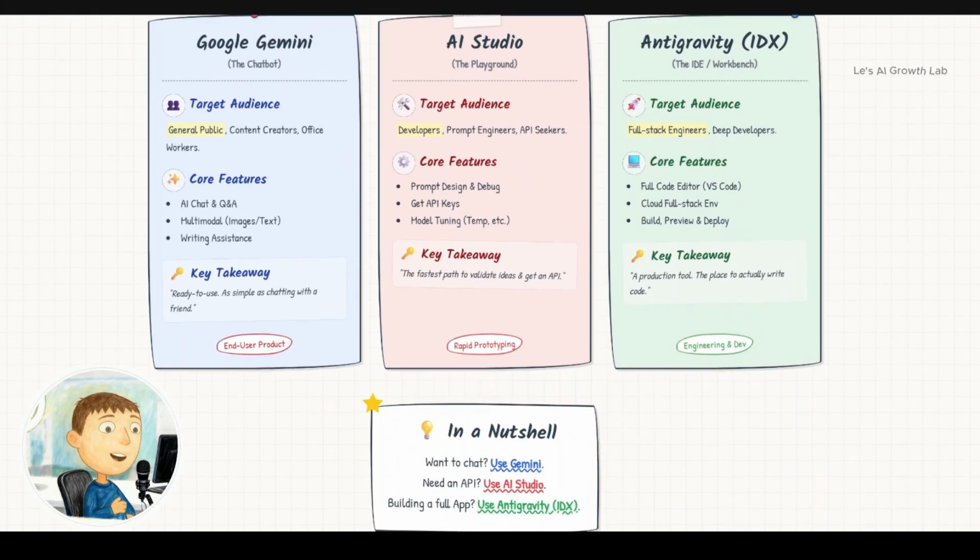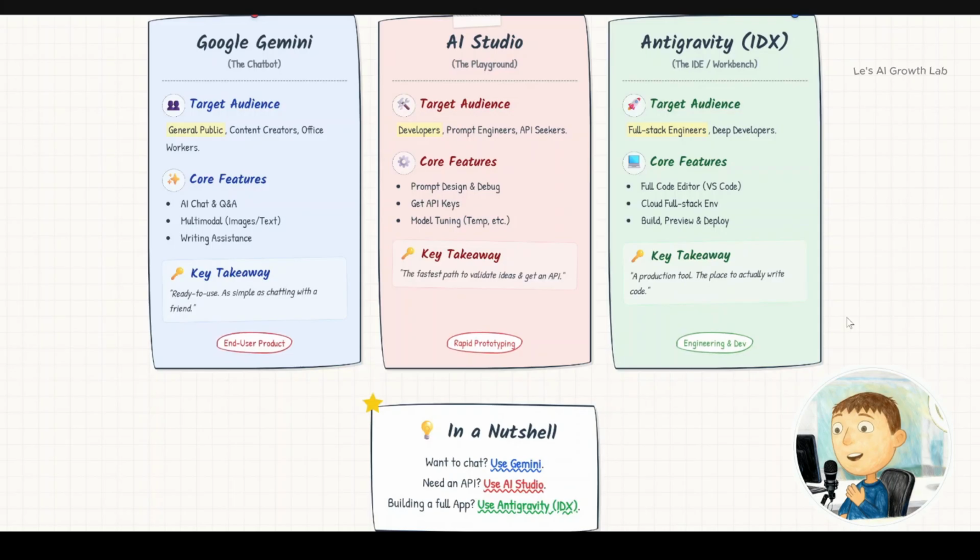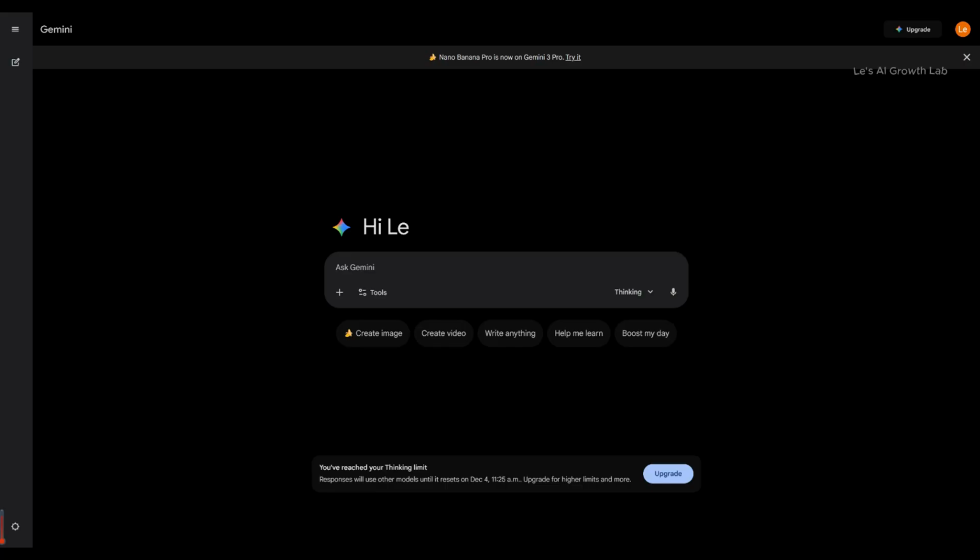So, just to wrap it up with the sentence at the bottom, want to chat? Go Gemini. Need an API or testing? Hit up AI Studio. Actually building the project? That's anti-gravity, IDX. Boom, sorted.